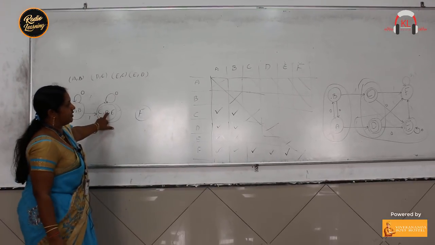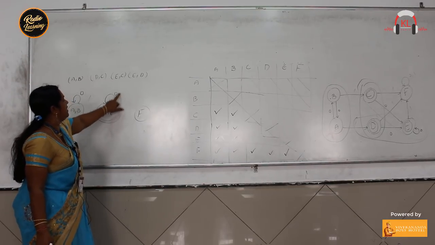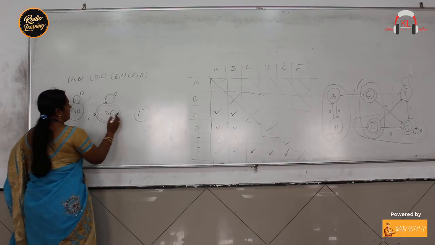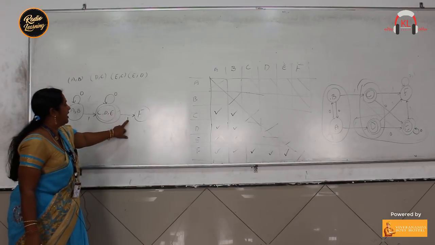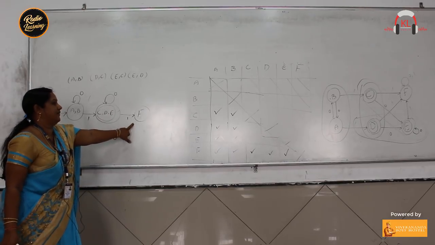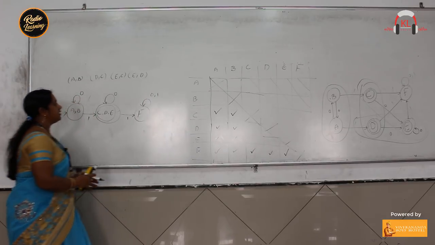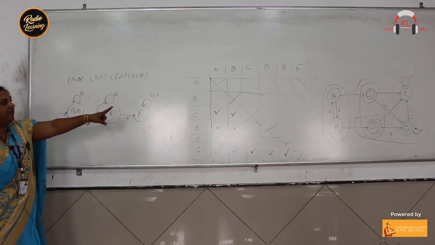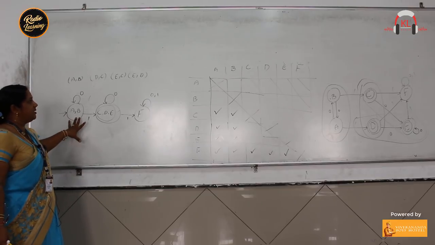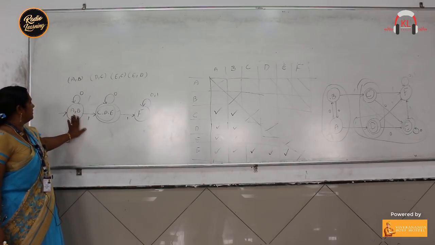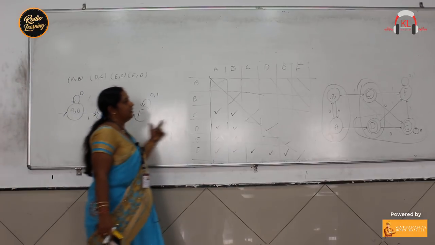D after reading 0 goes to E, that is there itself. And E after reading 0 goes to E, there itself. Next, C after reading 1 goes to F, and D after reading 1 goes to F, and E after reading 1 goes to F. Now, what is the input symbol that is left here for F? 0, 1. Observe this diagram: the given DFA has 6 states, and after minimizing the given DFA, I got a diagram with totally 3 states. This DFA is equivalent to the given DFA.